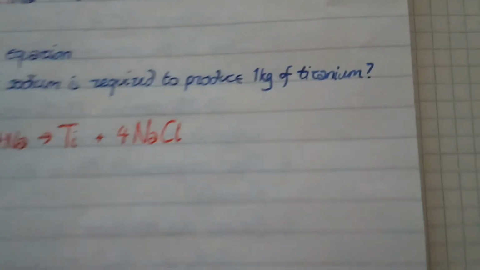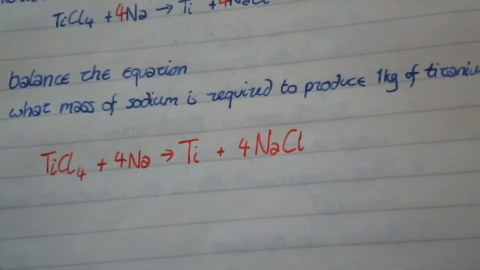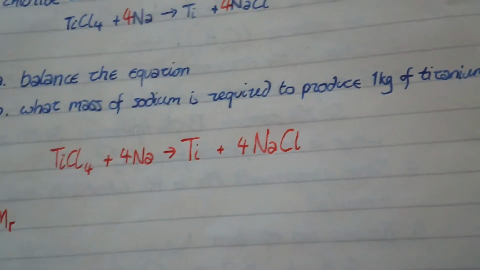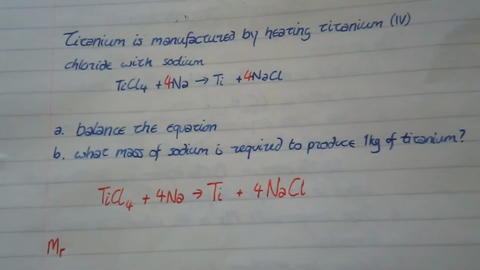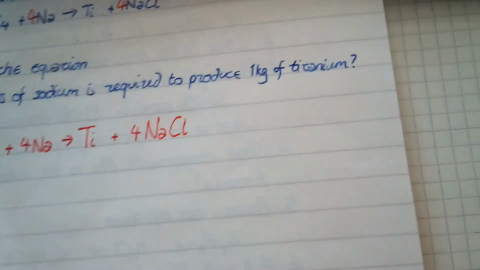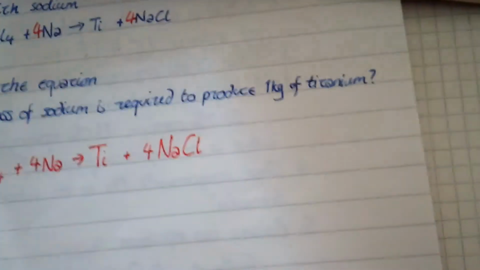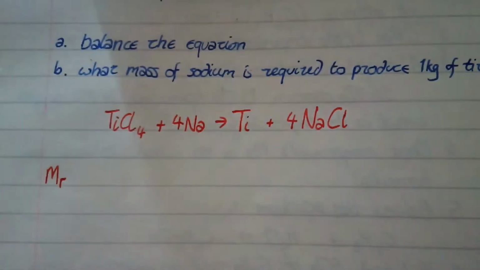So anyway, what mass of sodium is required to produce 1 kilogram of titanium? Let's figure out the MRs first. Okay, so look it up on your periodic table. I have sent you a periodic table before. I will be sending it again with this video.